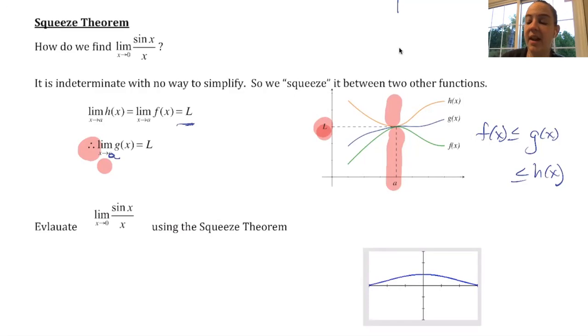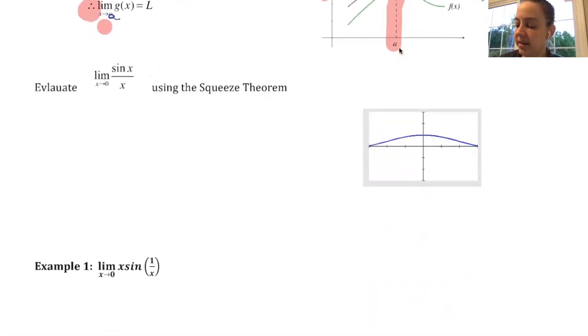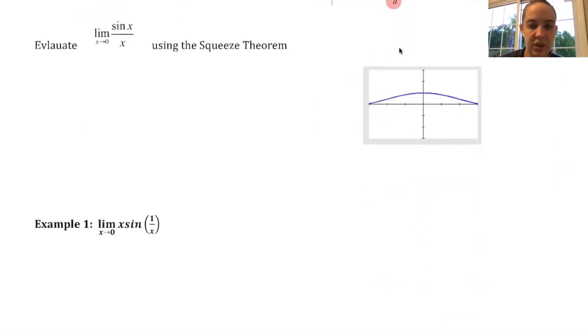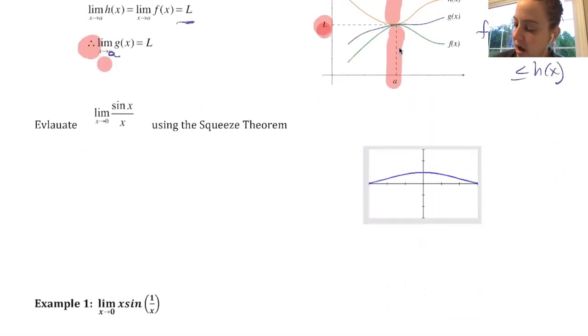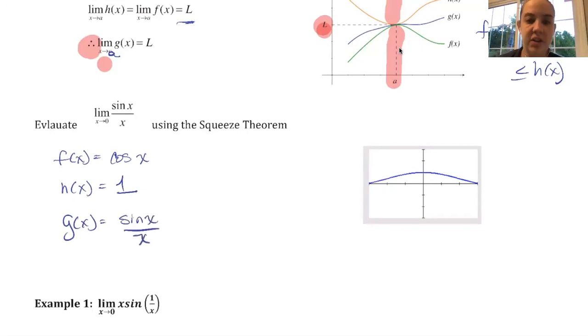So we're going to evaluate sine of x over x using the squeeze theorem. Here's the good news: we are going to prove it once, and then you are just going to use the result. Students always ask, how do I know which functions to use? The good news is you don't have to. We said f of x was the function on the bottom, so use f of x equal to cosine of x, h of x equal to 1, and g of x equal to sine of x over x. You don't have to come up with those on your own. The AP exam is never going to ask you to do that.